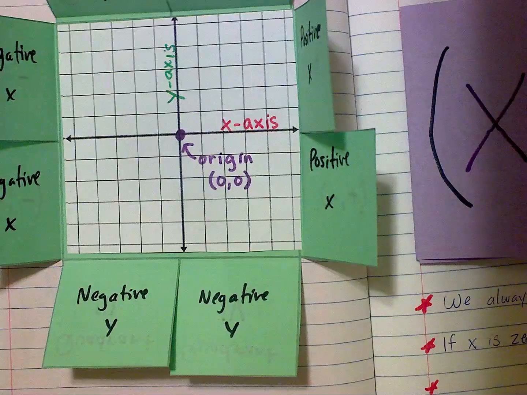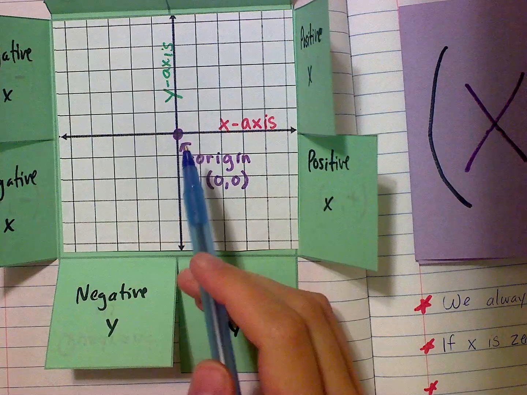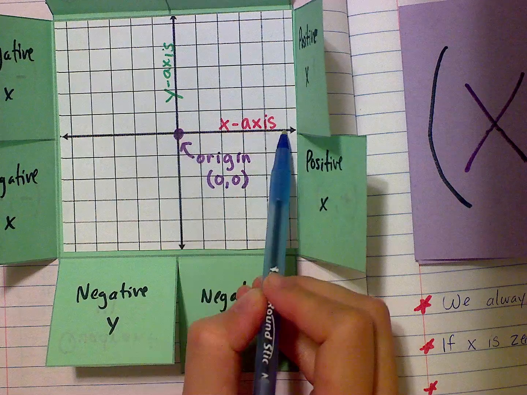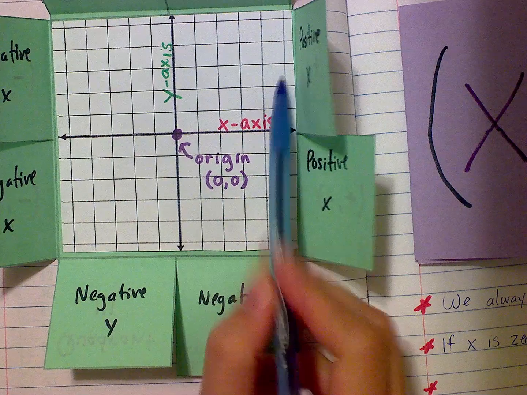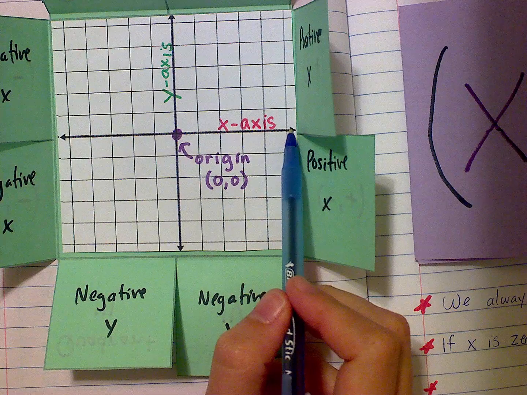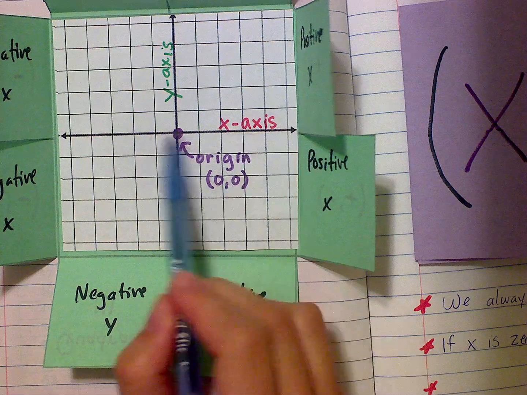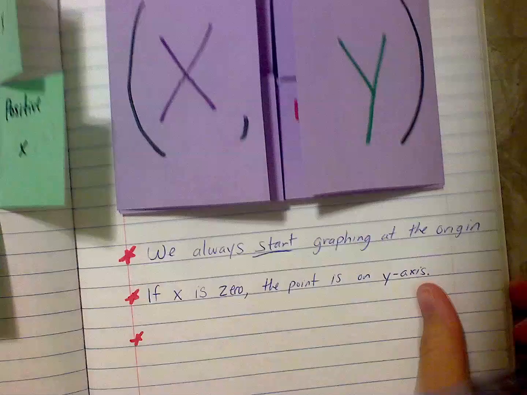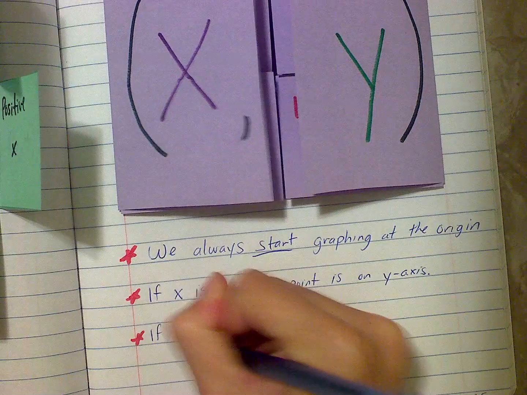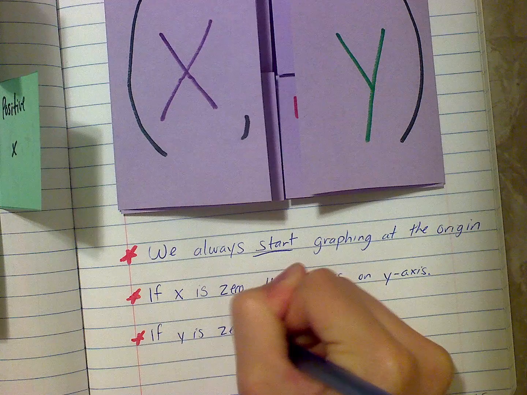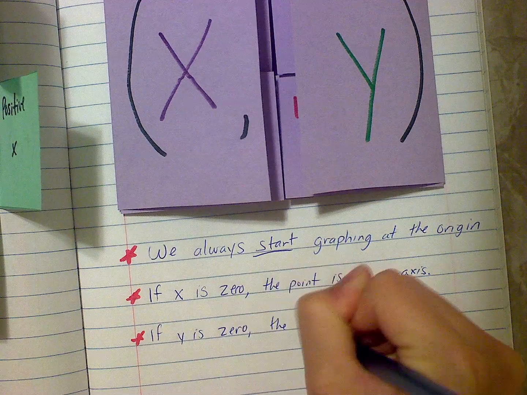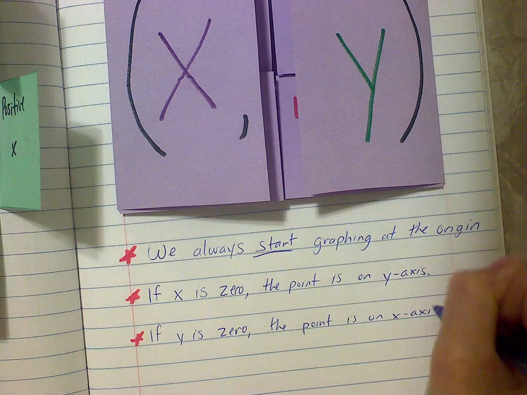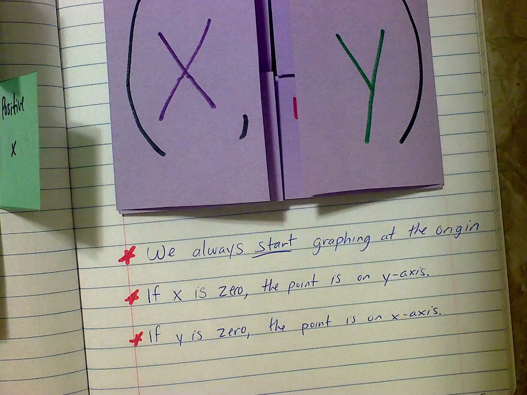And then on the flip side, let's say y is 0. Let's say I have a point like 5, 0. In that case, I use that 5, it's positive, I would go to the right 5. But I wouldn't go up or down because it's 0, it's not positive or negative, so I wouldn't go up, I wouldn't go down, and it would just stay on this line, which is the x-axis. So if y is 0, the point is on the x-axis. Okay, so those are some notes for you.